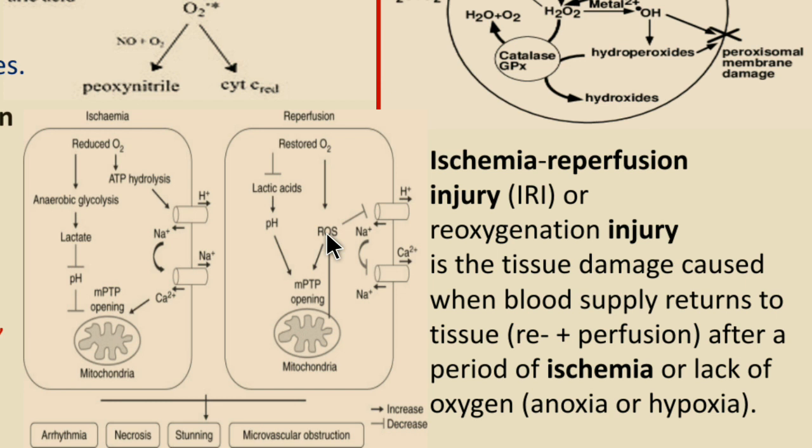Now the same ROS, that is the reactive oxygen species, is going to reduce or decrease the influx of the sodium and efflux of the hydrogen, and also it is going to reduce or stop the efflux of the calcium and influx of the sodium. So this is how the reperfusion is going to generate this particular form of the free radicals within this particular phenomenon of ischemia reperfusion injury.